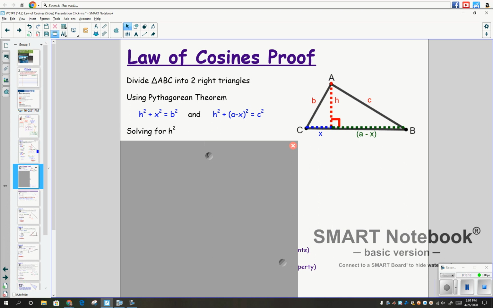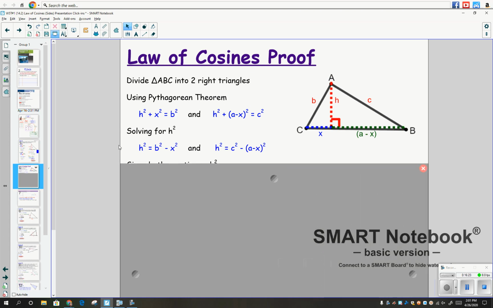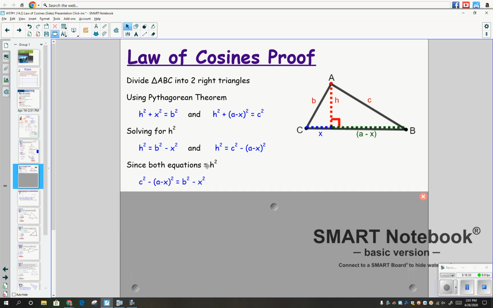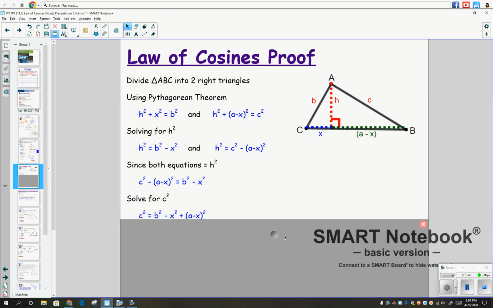If I solve both of those triangles for h, I get h squared equals b squared minus x squared, and h squared equals c squared minus the quantity of a minus x squared. Well, since I solved them both for h, I can set them equal to each other. Now, I did flip-flop them around here, okay? So I have c squared minus the quantity a minus x quantity squared equals b squared minus x squared. I want to solve this for c. So I'm going to add the a minus x quantity squared to both sides.